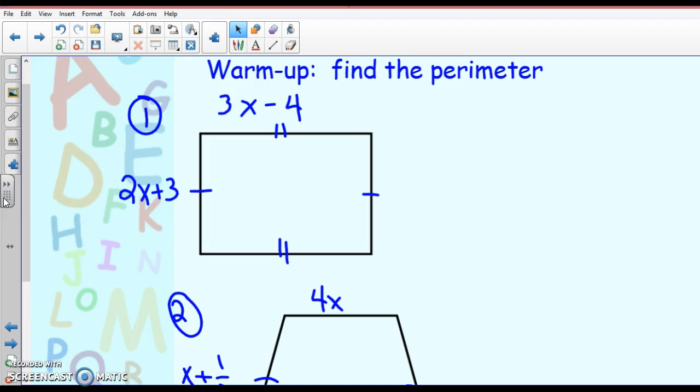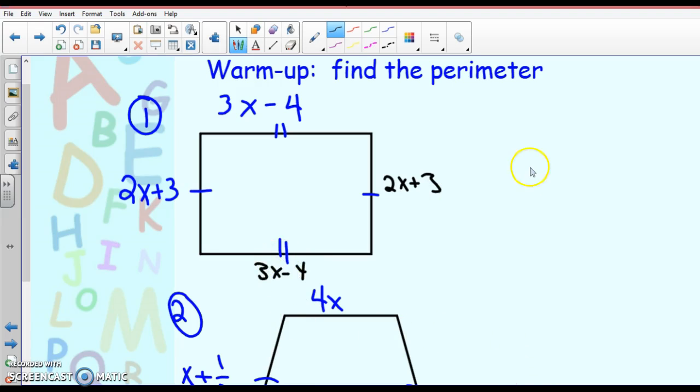This one, find the perimeter. Well, perimeter, these hash marks mean these sides are the same. So this side is 2x plus 3, and this side is 3x minus 4. To find the perimeter of any shape in the world, I need to add all the sides up. So I'm going to have 2x plus 3 plus 3x minus 4 plus 2x plus 3 plus 3x minus 4. That's one way to do it.